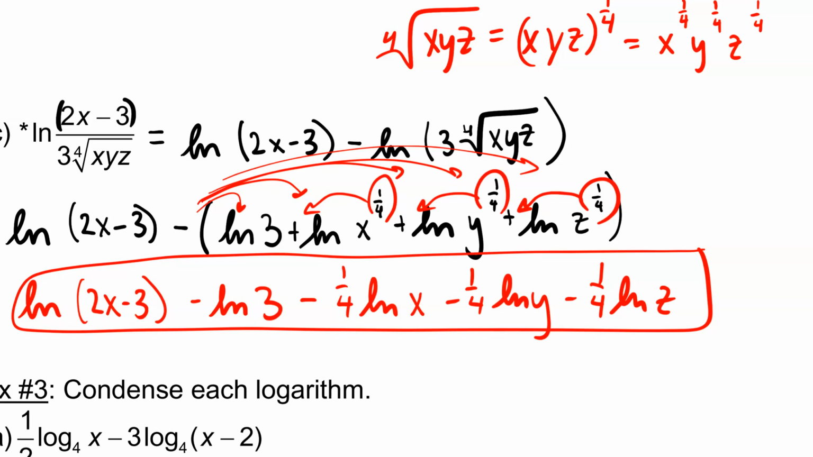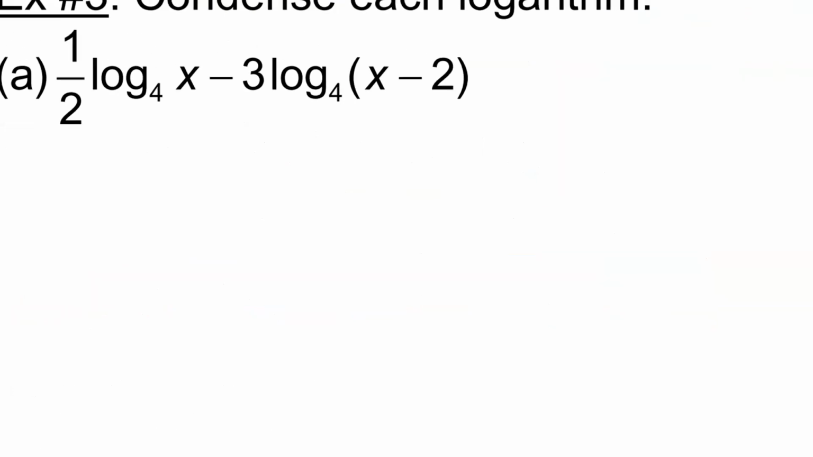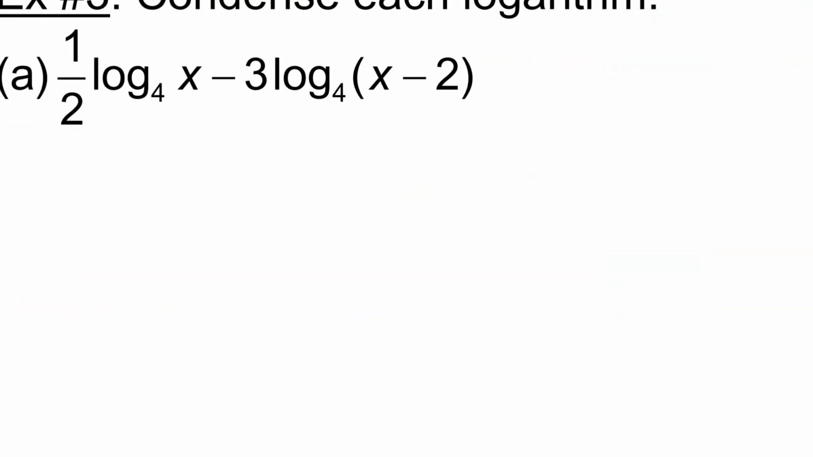What do you think the next part is? Compressing. Condensing, compressing, making it smaller, literally, right? Compressing, condensing, perfect. So I have something big, I want to make it smaller. So our goal is to end up with 1 log term. That's our goal when we are condensing. Take something big, make it into 1 term.